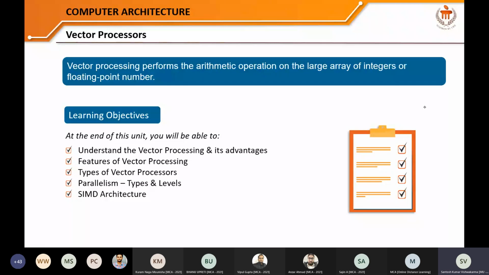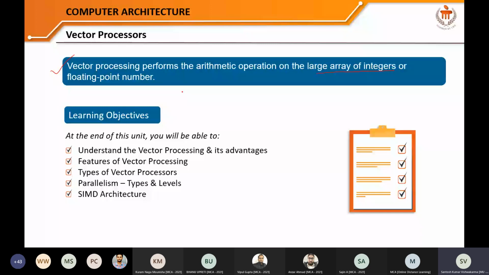Being a general purpose computer, we perform the operations one by one or based on the logic that has been implemented. But if we have the option of vector processing, it performs the arithmetic operation on large arrays of integers. Soon we are going to elaborate what we mean by large arrays of integers or floating point numbers. So the learning objectives are that you will be able to understand vector processing and its advantages.